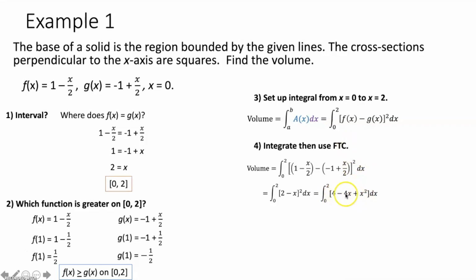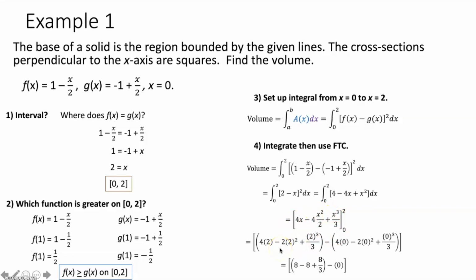So the first step would be to take the antiderivative of each of these terms in here separately. When I do that, I can then use the fundamental theorem of calculus. I take the upper limit of integration 2, plug that in for each of the x's, and subtract when I take 0, my lower limit of integration, and plug that in for each of the x's. I then simplify these, and I end up getting that the volume of that three-dimensional solid, whose base is the region bounded by these given lines, and whose cross-sections are squares that are perpendicular to the x-axis, is 8/3.